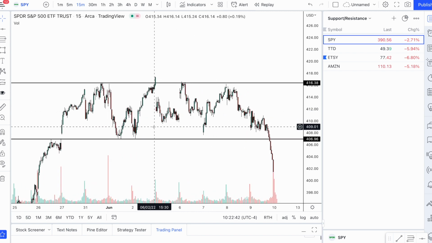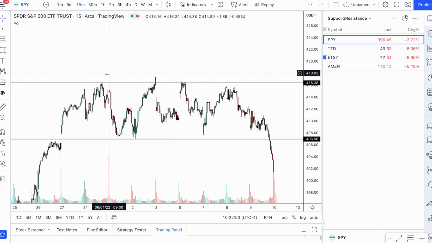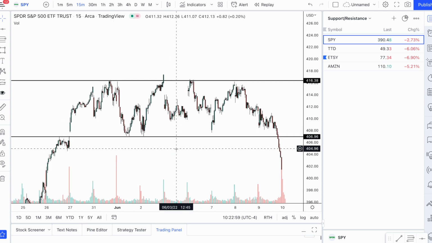A couple different ways to play it. You could just play the bounce to support, right? This is your support zone, price comes down, you buy, put a stop below the lows, and then target resistance. Same thing the other way around. You could go short up here, put a stop above the highs, and then target support, right? So this is another thing that you can add to your toolbox.